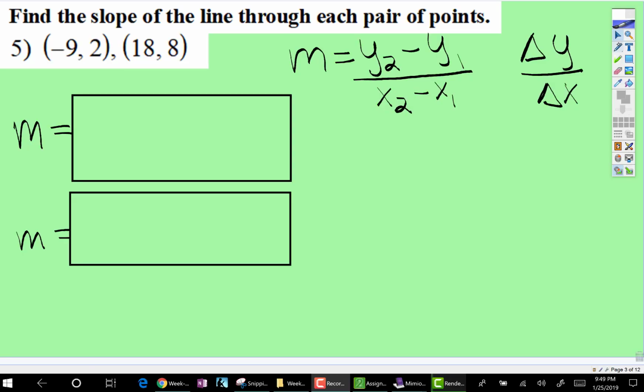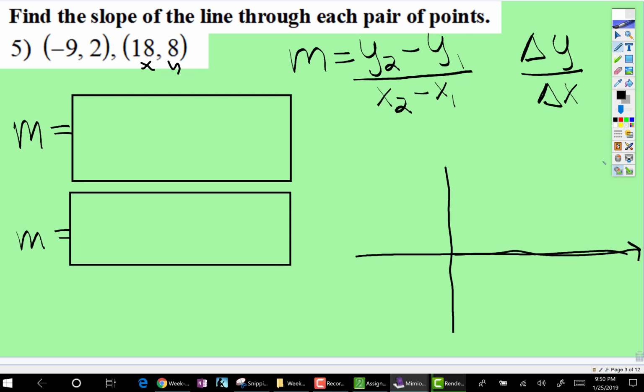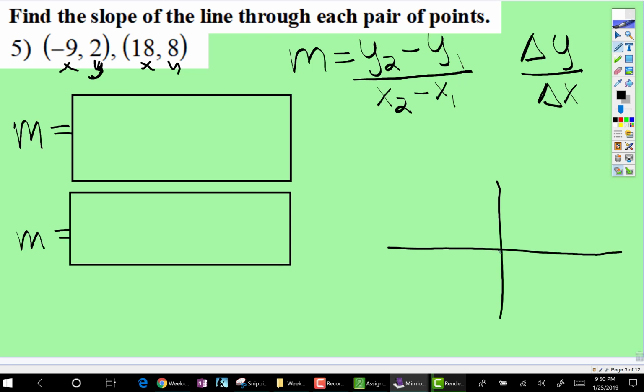Okay, what happens if you don't have a graph of a line, but it tells you that there are 2 points on a graph? Well, I guess you could take the time, but this says 18. If that's the X and that's the Y, you're over 18 and you're up 8. I don't know what that would look like, but it might be difficult to draw that graph. And then on this one, there's your X, there's your Y. You're back 9 and then down 2.